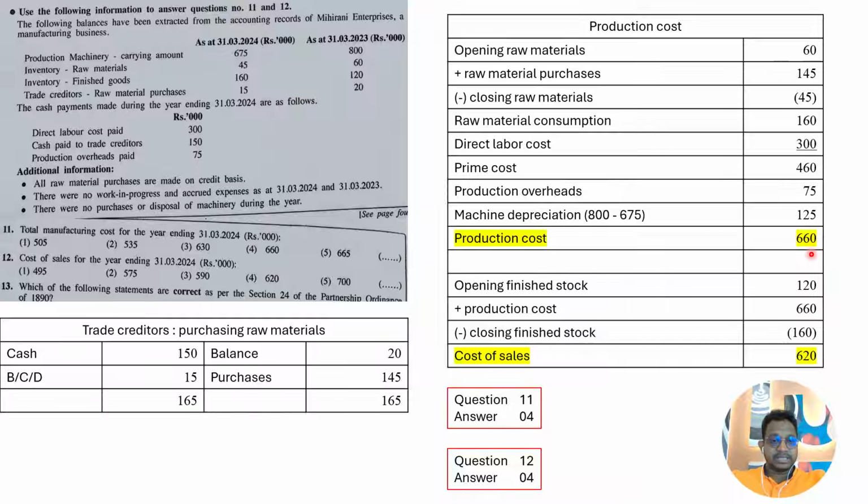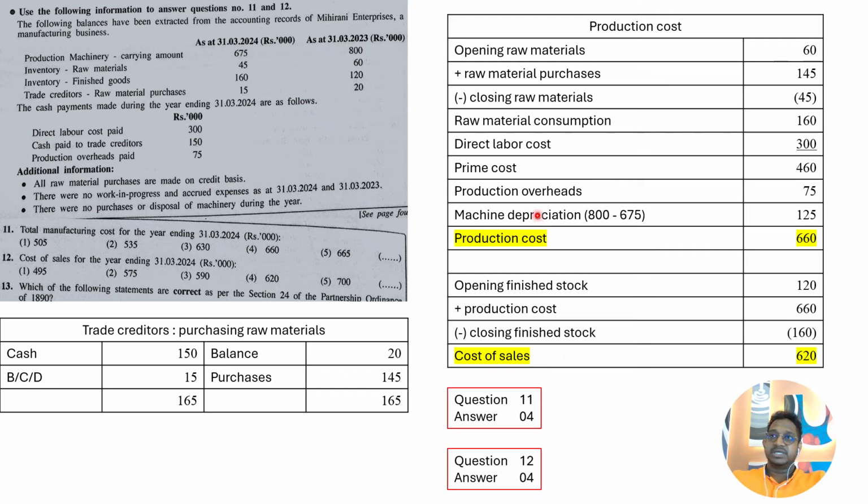Right? And then they ask you the cost of sales. And in finding out the cost of sales, you have to adjust the finished stock. So opening finished stock plus production cost minus closing finished stock. Then you are getting the cost of sales. Right? So your cost of sales is 620.